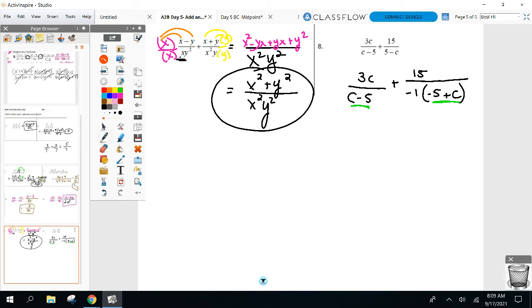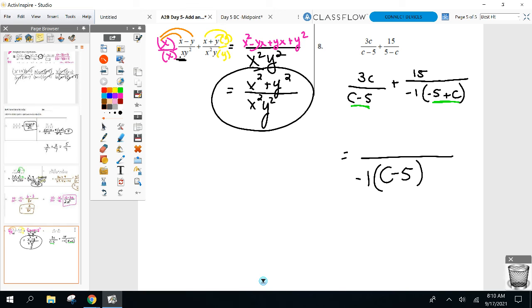So, what is the common denominator here? C minus 5, but you better be careful because there's still something left over here. The c minus 5s are in common, yep, but you need to represent everything. The c minus 5s are in common and a -1, however you want to write that. There's your common denominator. The c minus 5s are in common, and then I still had to write the -1 that was left over.